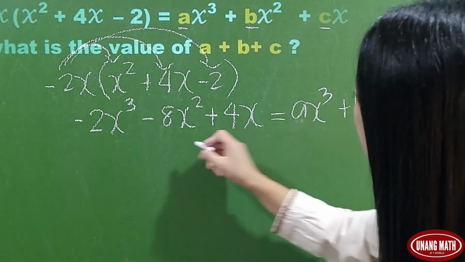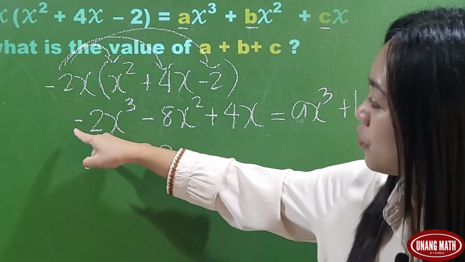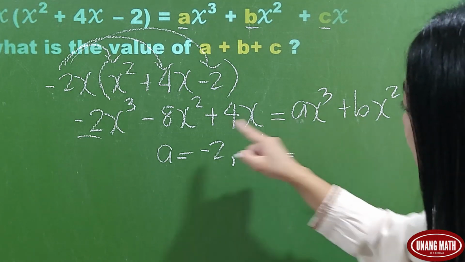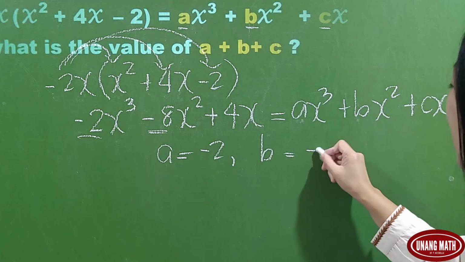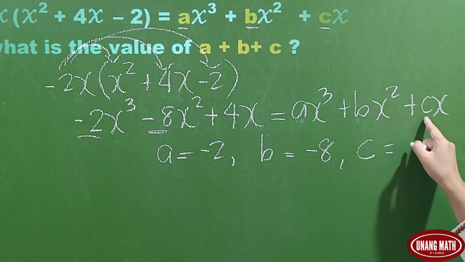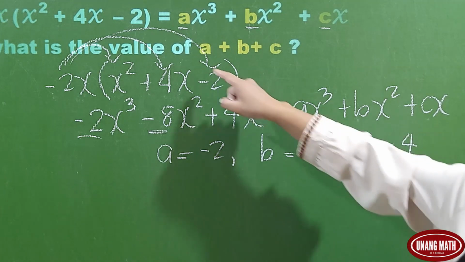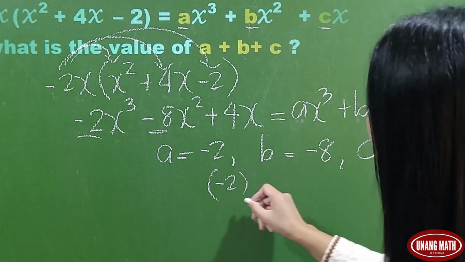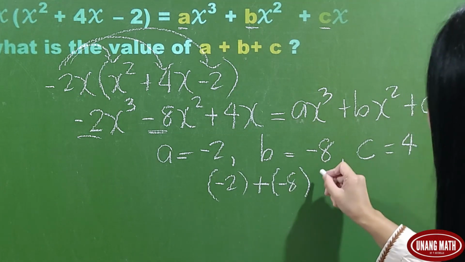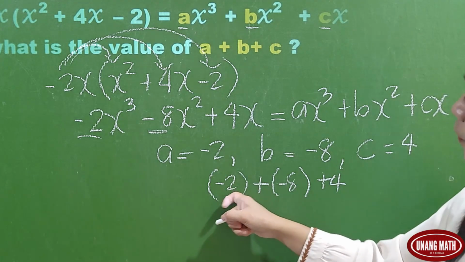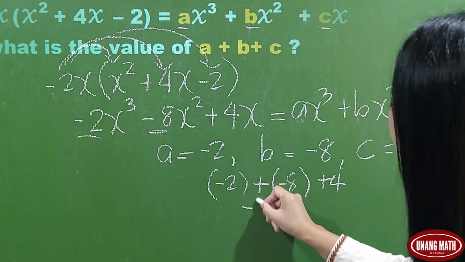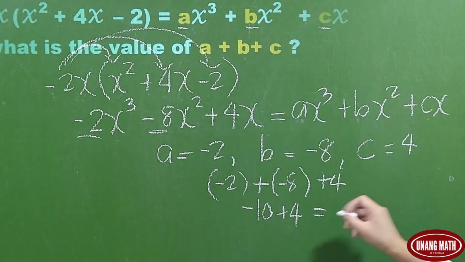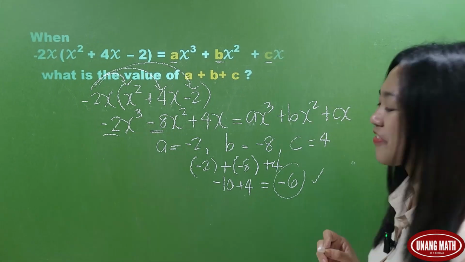So it means a is equal to negative 2. Okay, what about b? B is equal to negative 8. And for c, this is equal to 4. Okay, let's find a plus b plus c. So a is negative 2, plus negative 8 plus 4. Negative 2 plus negative 8, that would be negative 10. So negative 10 plus 4. Then the value of a plus b plus c is equal to negative 6.